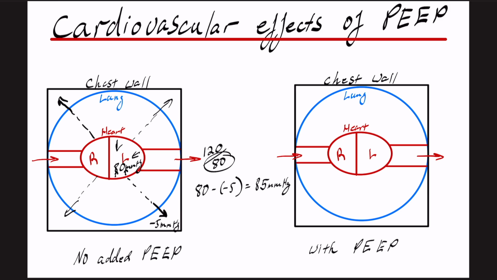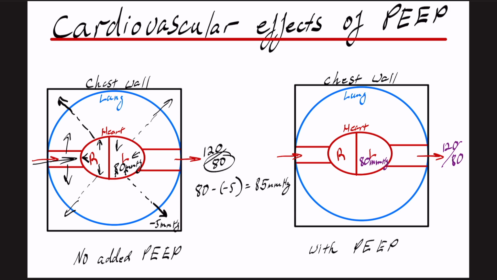Now for the right side of the heart, it's doing the same thing. It's actually pulling the vessels outwards, so the inferior vena cava and the superior vena cava. So when you take a breath in, that extra negative pressure is actually sucking blood in and increasing the preload within the right ventricle. So it improves preload of the right ventricle. Now let's take the scenario on the right with PEEP.